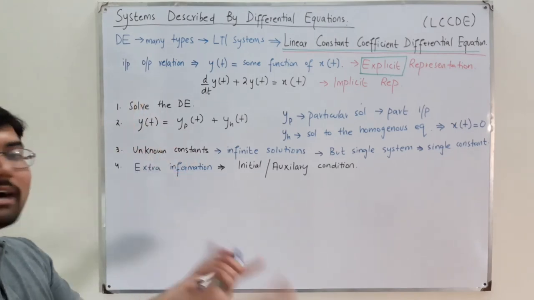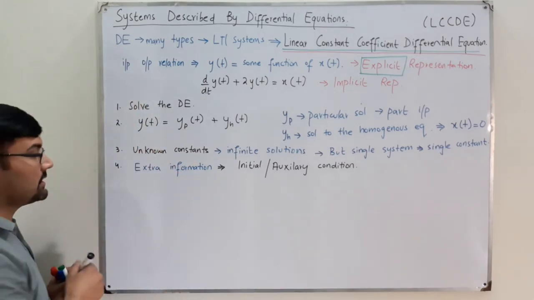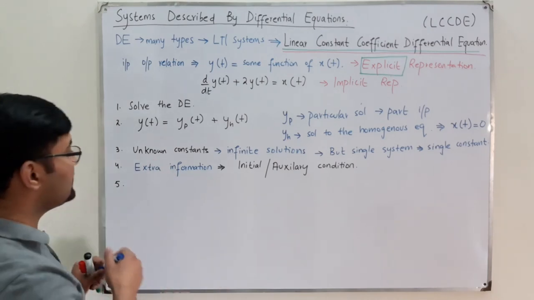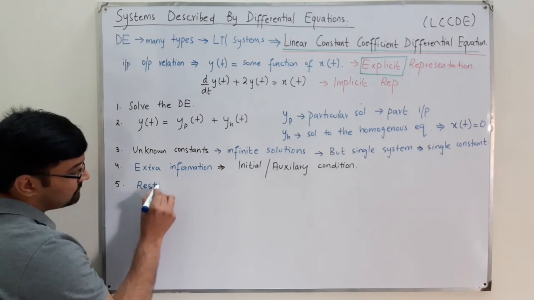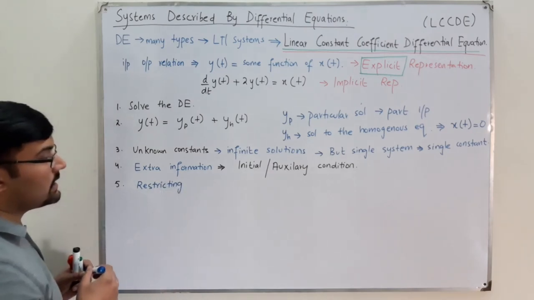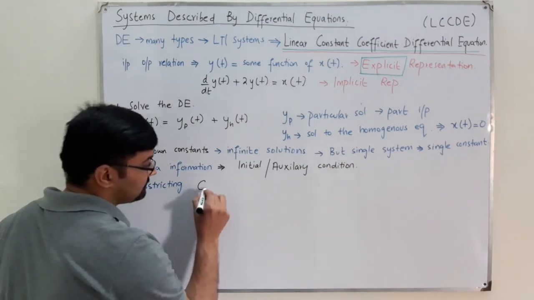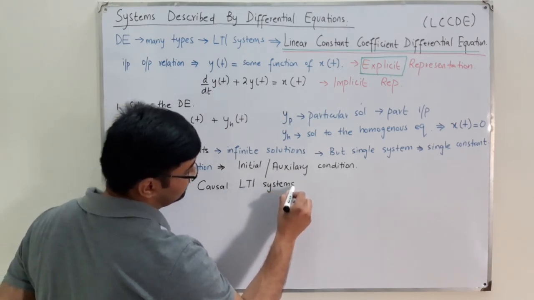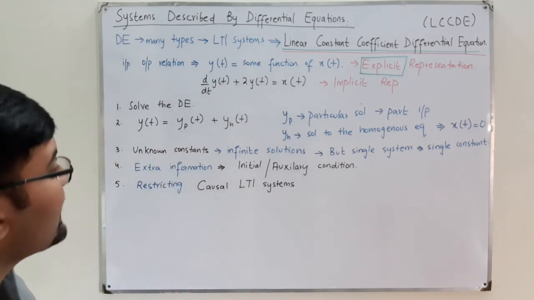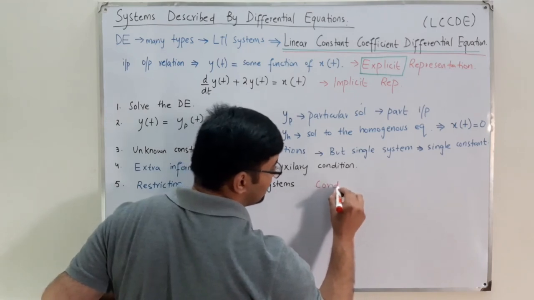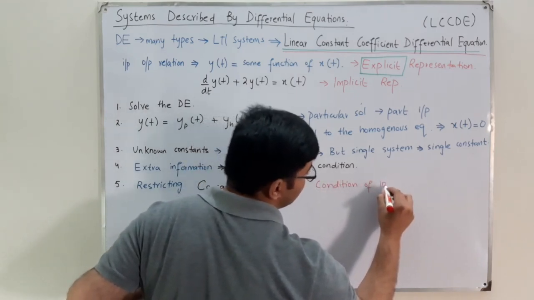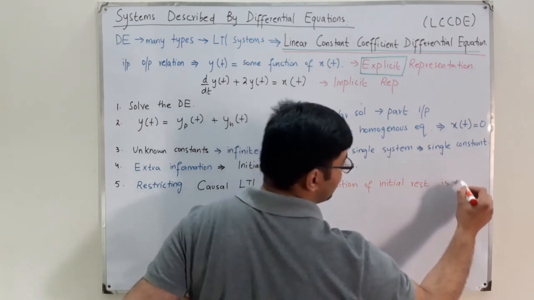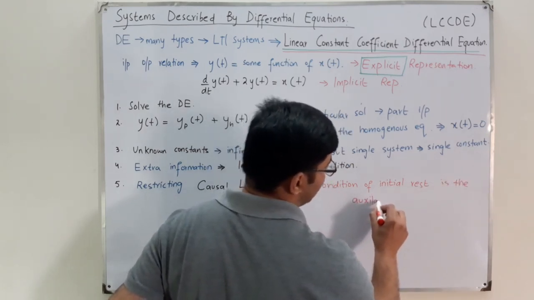So this is the generalized system, and we could further restrict our study, for our simplicity, to what? To causal LTI systems. And for causal LTI systems, we have the condition of initial rest. The condition of initial rest is the auxiliary condition. That is what our book has taken.